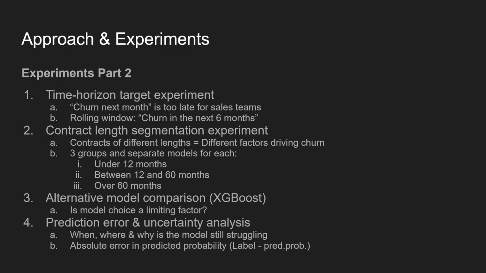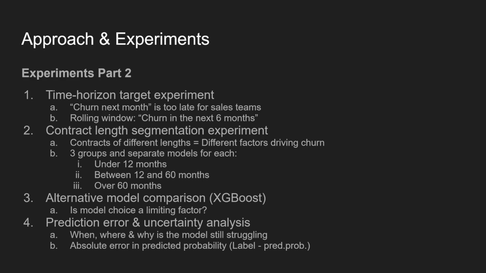So the idea was that contracts of different lengths most likely have different factors driving churn, so I identified 3 groups and created a separate model for each of them. The short model is for contracts aged under 12 months, the medium model for contracts between 12 and 60 months, and the long model for contracts over 60 months, or 5 years.